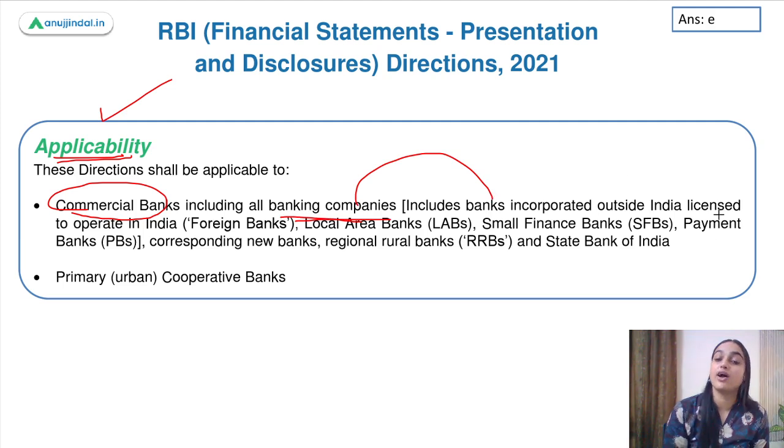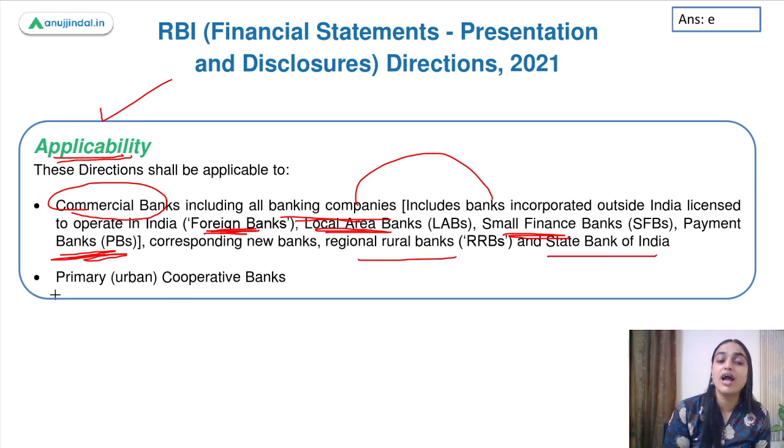Those banks that are incorporated outside India, licensed to operate in India, that is your foreign banks, your local area banks, your small finance banks, your payment banks, to all these commercial banks, these directions are applicable. They are also applicable to the regional rural banks, the State Bank of India, and the primary urban cooperative banks. So basically, banks ke liye ye directions aayi hai.